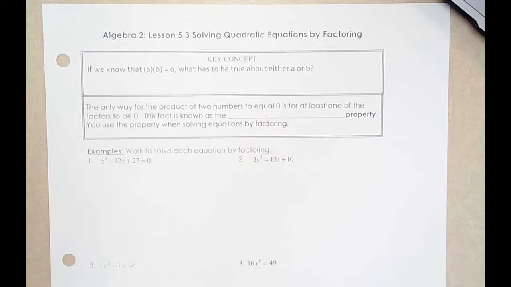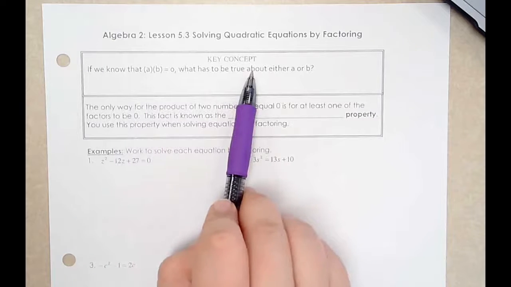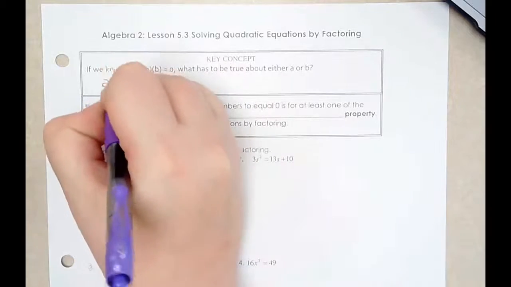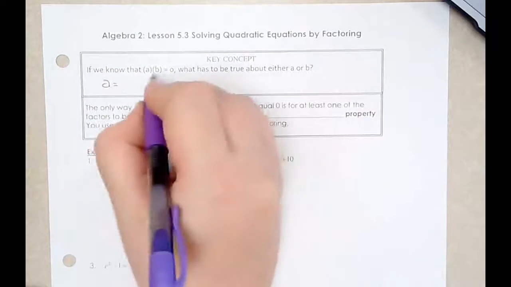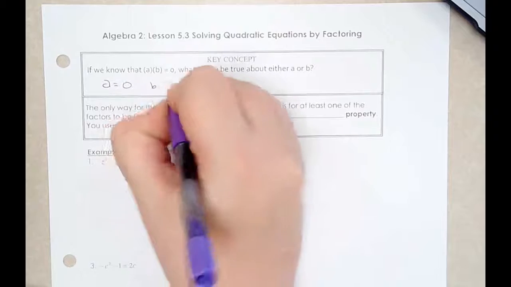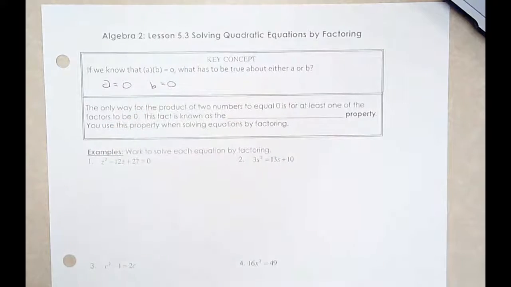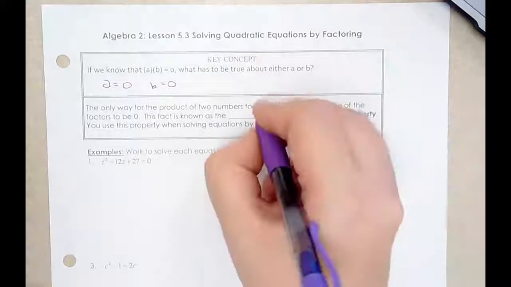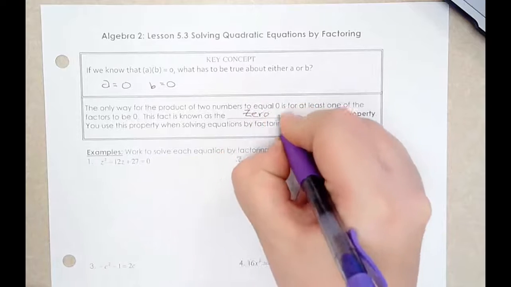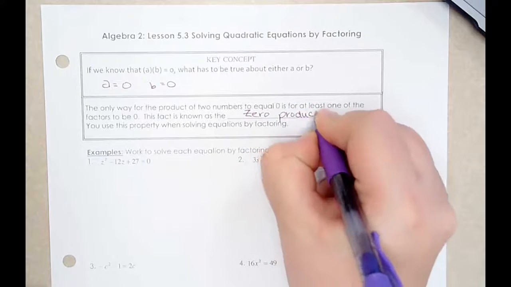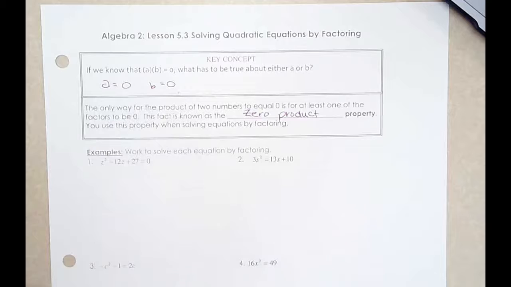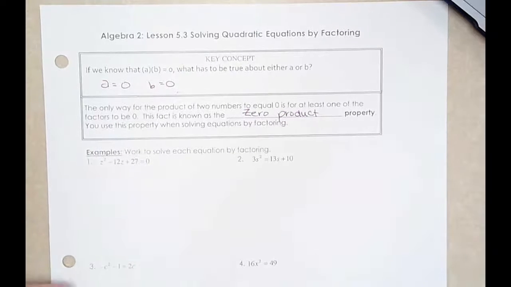Alright, if we know that a times b is 0, what has to be true about a or b? Well, if a times b is 0, one or the other has to be 0. That's the only way where their product can be 0. This concept is known as the zero product property. So, two things multiplied to 0, one of them's got to be 0.